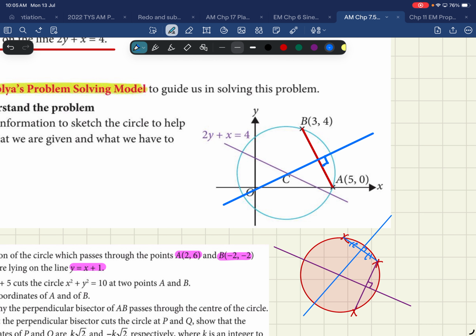I don't know where C is. I know that if I can find the blue line, the blue line will also pass through the center of the circle. Since I'm given the equation of this purple line, if I can find the equation of the blue line, then with simultaneous equations I will get the center of the circle. I tell you the idea first. Anyone lost? Important. Do I need to repeat?